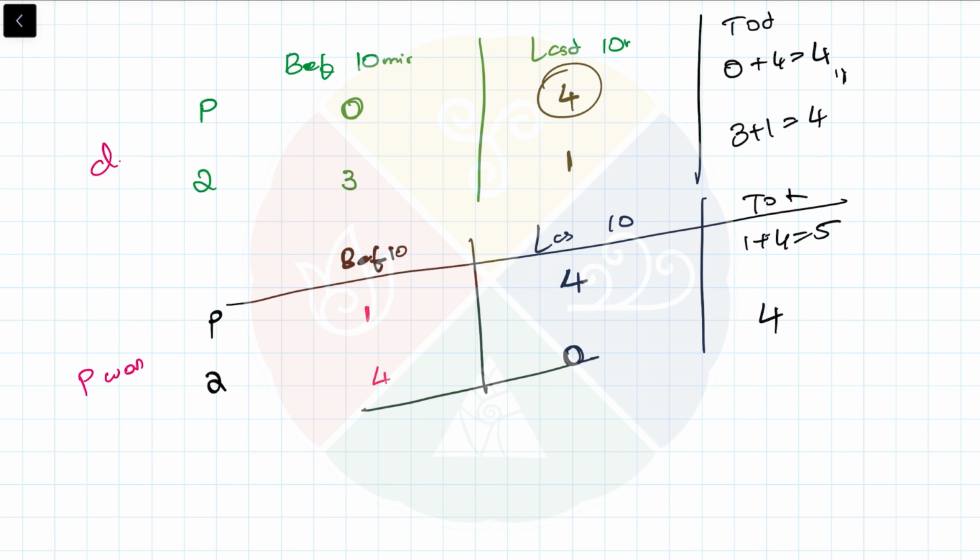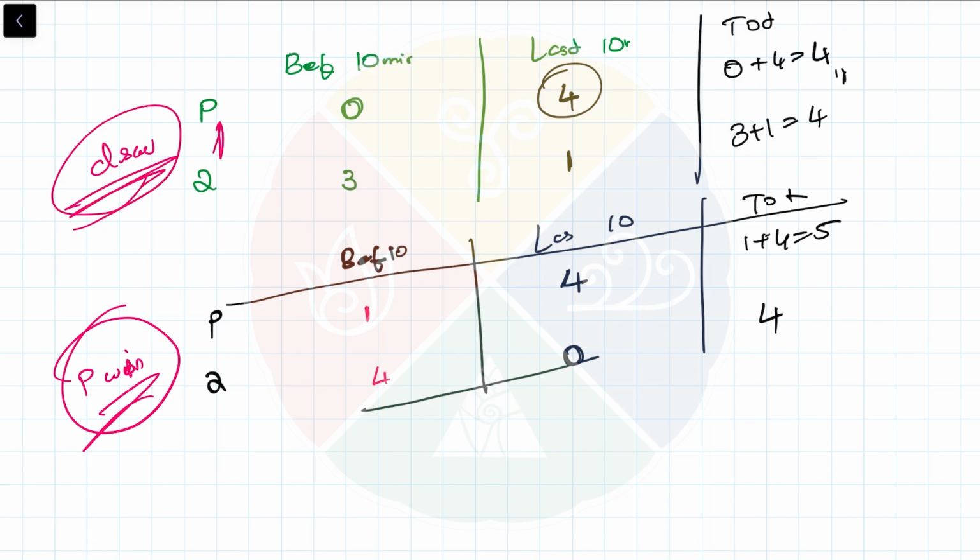In the first case, we have a draw. So even by combining both the statements, we are coming at two scenarios. One where P is winning, and the second where they are having a draw.